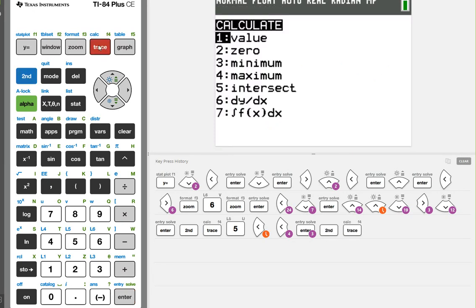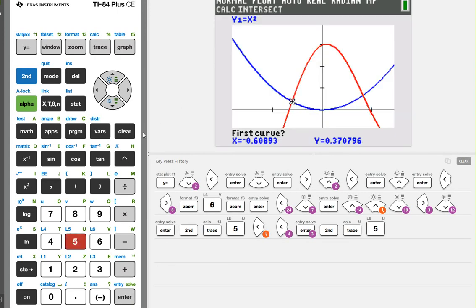All right, so to repeat this again, you're gonna hit the second key, then the trace key. Select number 5. And cursor to close to where you wanna go. That's close enough. You don't have to be terribly close. You press enter to give it a guess from your first curve, enter again from your second curve, and enter again for reasons which I can't explain.